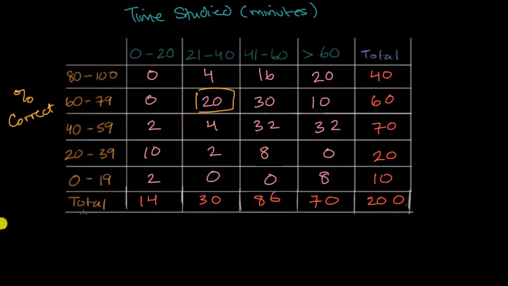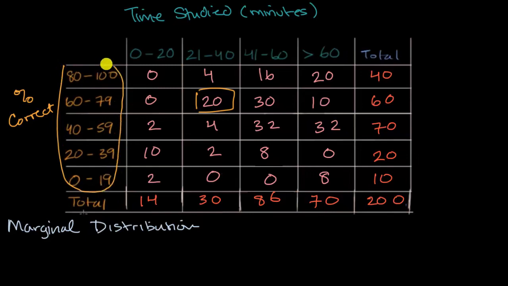One type is a marginal distribution. And a marginal distribution is just focusing on one of these dimensions. And one way to think about it is you can determine it by looking at the margin. So for example, if you wanted to figure out the marginal distribution of the percent correct, what you could do is look at the total of these rows. So these counts right over here give you the marginal distribution of the percent correct. 40 out of the 200 got between 80 and 100. 60 out of the 200 got between 60 and 79, so on and so forth.